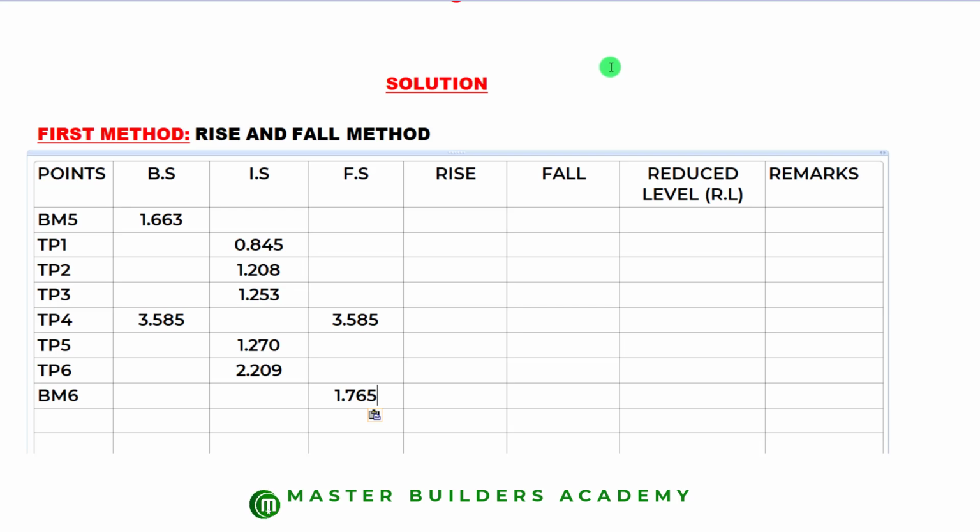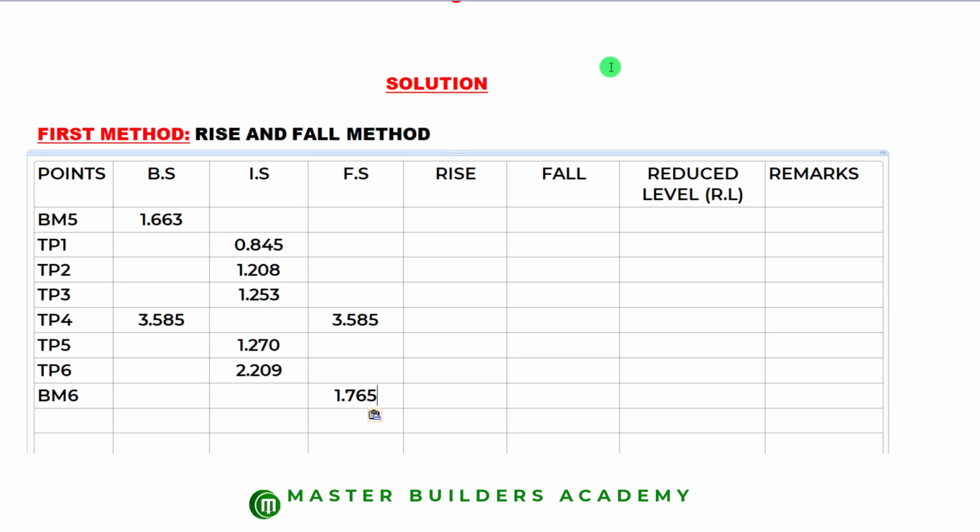Now that we have done this, we want to start using the rise and fall method proper, because this is just positioning the values we are given into the leveling table. We have not done anything other than to arrange the figures in the appropriate columns. Okay, so we have done this. Now the next thing we want to do is to obtain the rise and fall for these lines. Remember, for every point you only have either a rise or you have a fall.